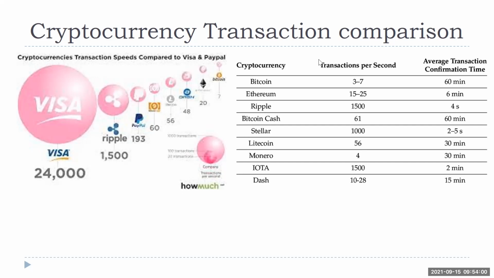So if you see all the new cryptocurrencies coming into the market like Ripple, IOTA, and all those which have been in the market for the last 3 to 4 years, they are putting a lot of money, a lot of investment, into increasing the transaction speed.